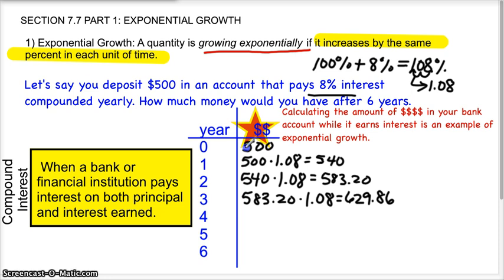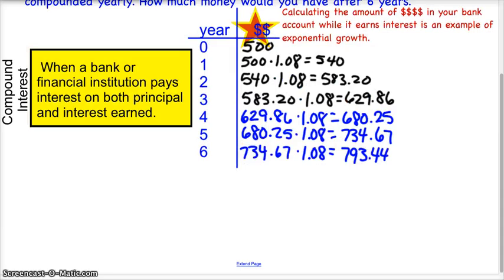I'd like you to continue this pattern and finish the table. Pause the video and do that now. When I finish the table, I can see that I will have $793.44 at the end of the 6th year. But there has to be an easier way to find that.